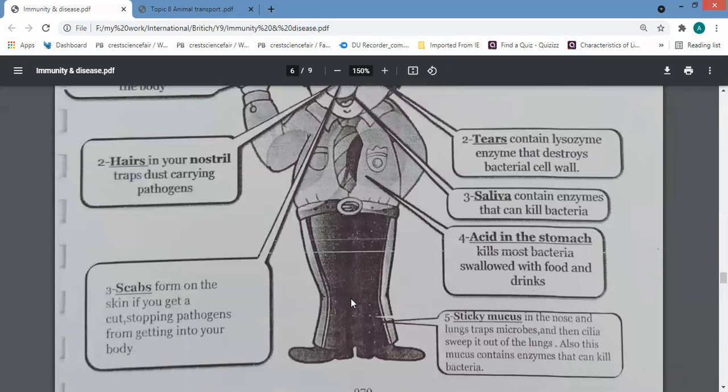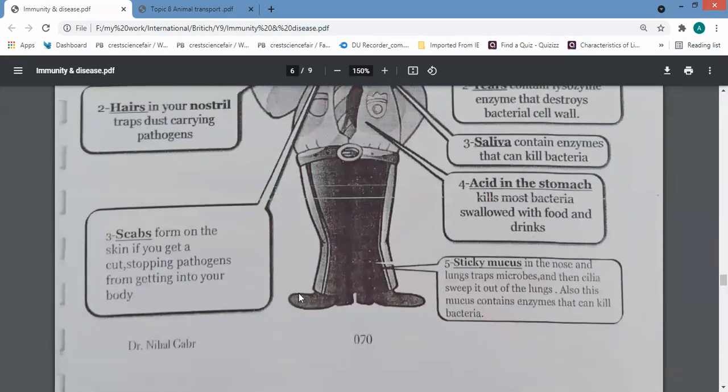The second one, the hairs inside the nose, which trap the dust that carries pathogens. The last one, scabs.